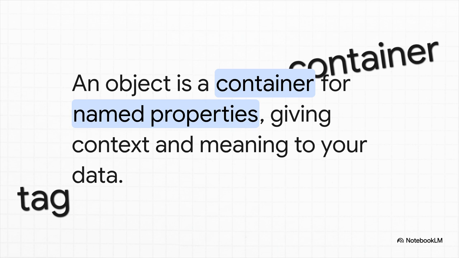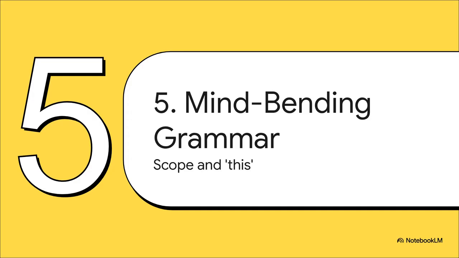It's huge. Instead of a simple list of values, an object uses these named labels. We call them properties. Things like make, model, and year. This gives our data so much more meaning. Now you're not just looking at the string BMW, you know that's the make of the car. It adds context.